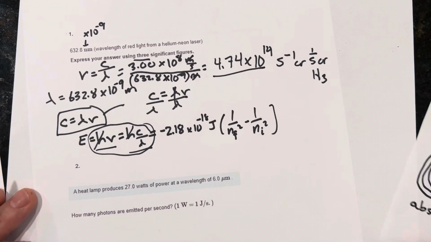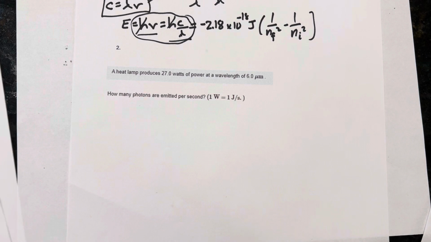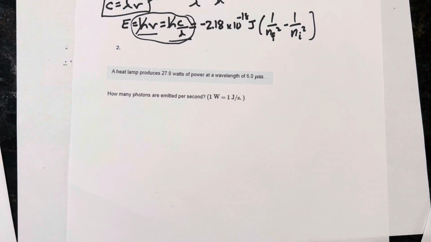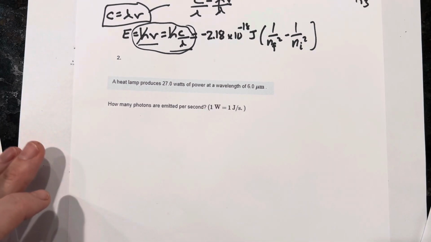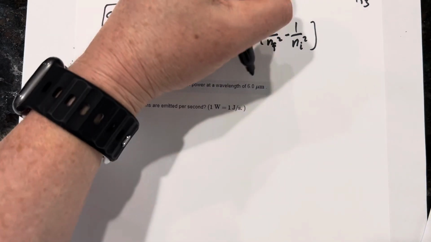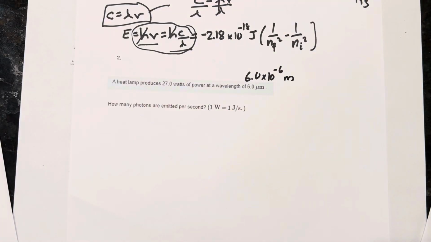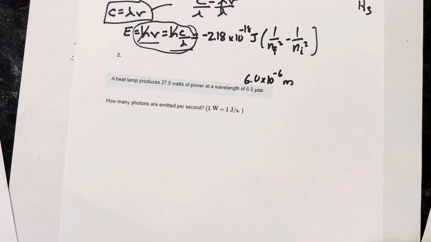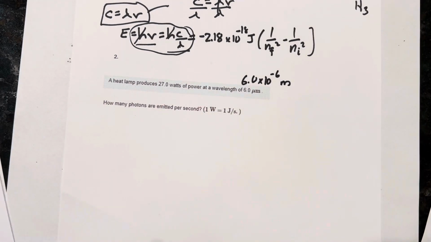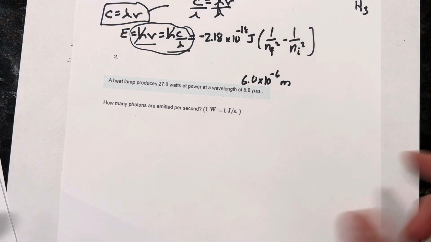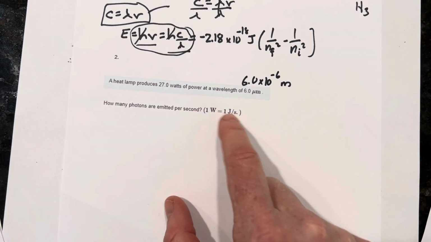All right. Next, a heat lamp produces 27 watts of power at a wavelength of 6 micrometers. I'm just going to say, okay, 6.0 times 10 to the negative 6 meters, because we know it's got to be in meters. And we know micro is 10 to the negative 6. I'm like, what the heck is watts? I got no idea. Oh, good. Thankfully, they told us. It's a joule per second.